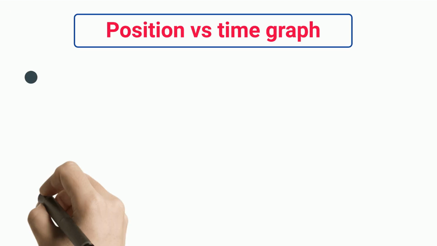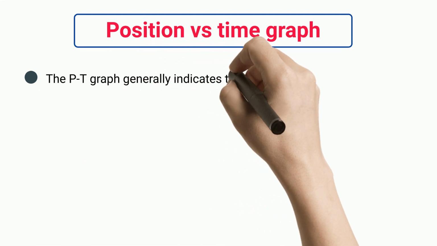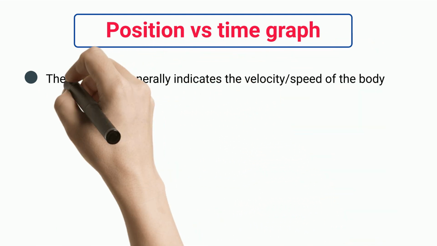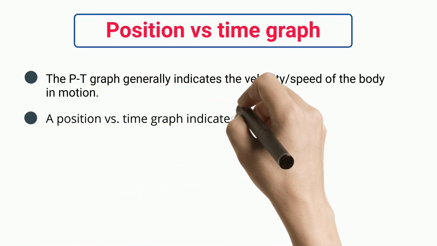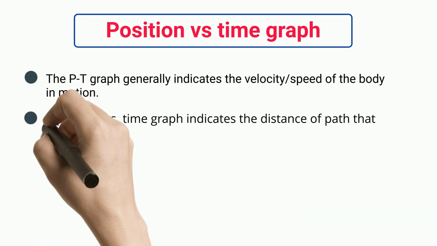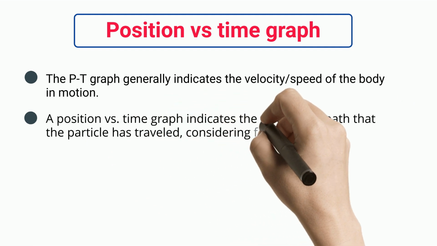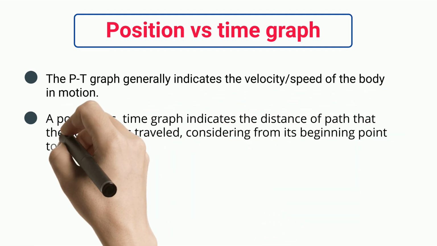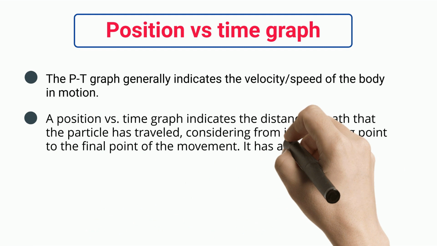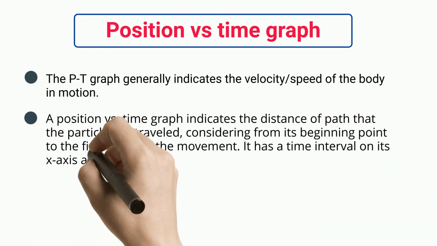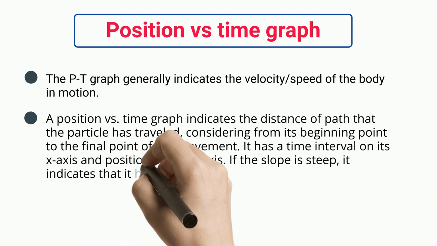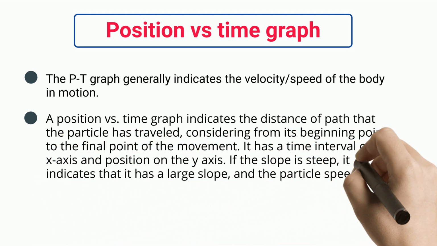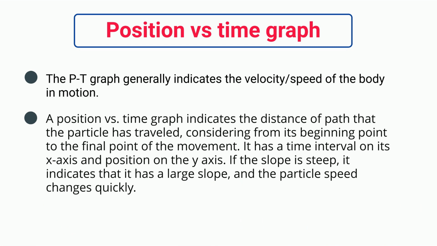Position versus time graph. The PT graph generally indicates the velocity/speed of the body in motion. A position versus time graph indicates the distance of the path that the particle has traveled, from its beginning point to the final point of the movement. It has time on its x-axis and position on the y-axis. If the slope is steep, it indicates that the particle's speed changes quickly.